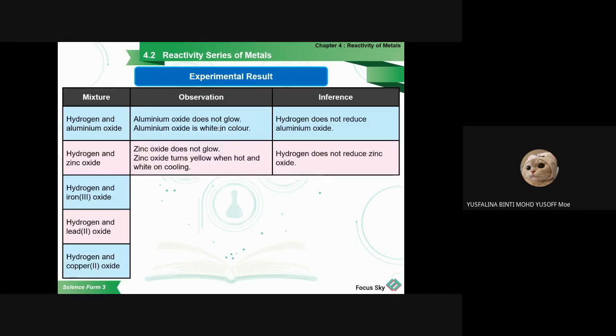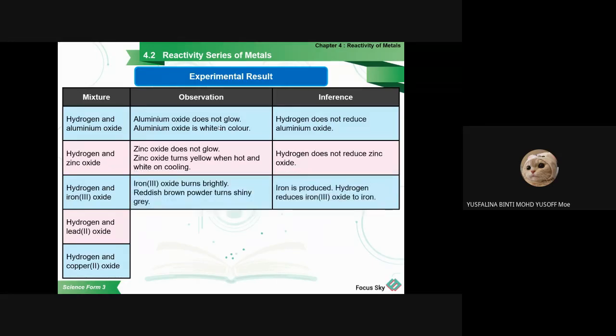Then if you react hydrogen with zinc oxide, it also does not glow. When it does not glow, it means zinc is more reactive than hydrogen. So that's why it doesn't have any reaction. The zinc oxide turns yellow when hot and white on cooling. Hydrogen does not reduce zinc oxide. And then we see about the iron.